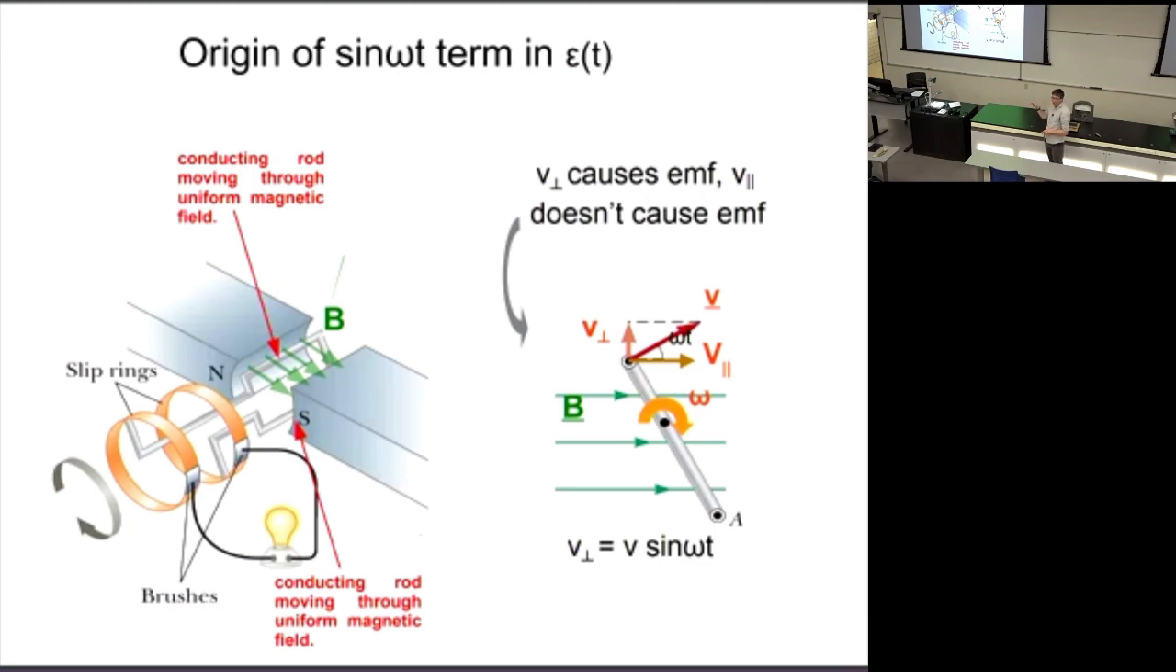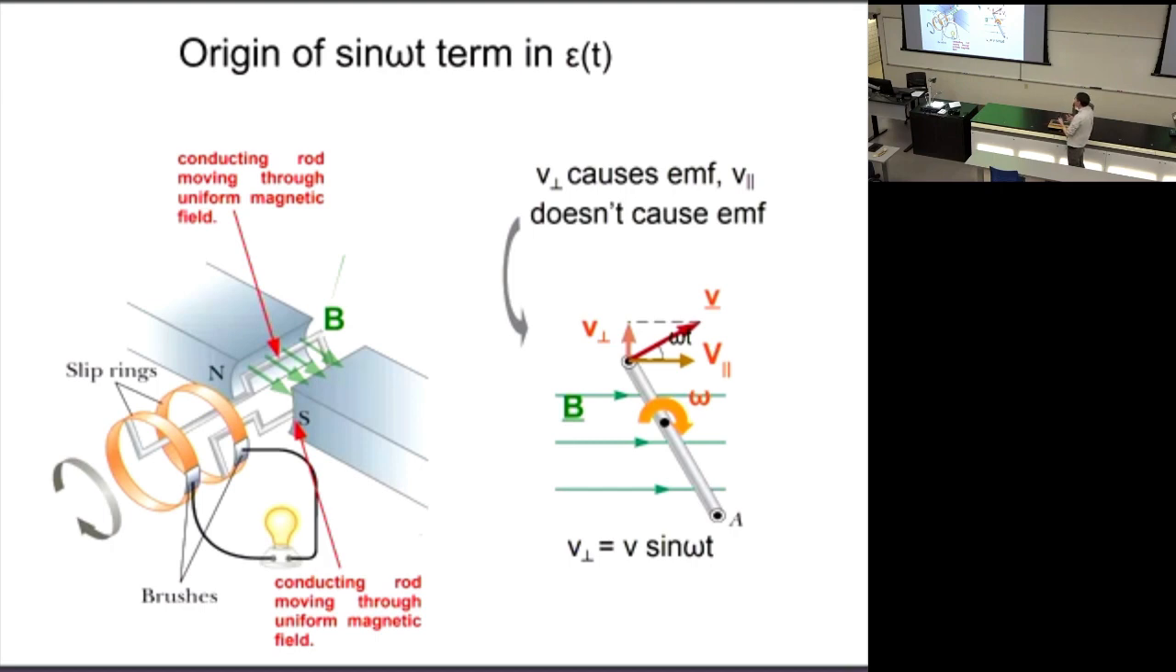The reason it's the origin of the sinusoidal variation of the induced current and the induced EMF is that only V perpendicular creates an electrical current. Only its motion creates an electrical current. V parallel does not create electrical current. You can think of it this way: if you move a charge parallel to the field lines, it experiences no force. So V parallel goes unnoticed in the generator. Any motion parallel to the magnetic field or opposite the magnetic field goes unnoticed in terms of creating electrical energy, electrical power. It's V perpendicular, the vertical motion, that creates the electrical energy and the electrical power. And that's changing all the time. It's changing sinusoidally with the frequency of the rotation all the time. And that's where you get the sine omega t from.